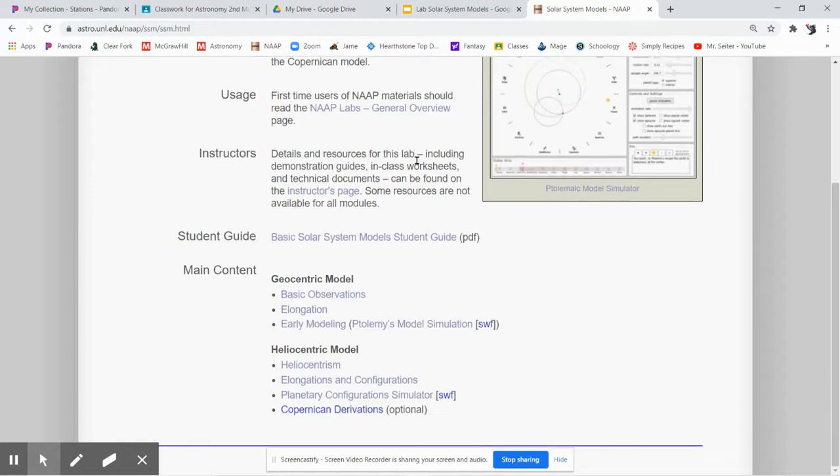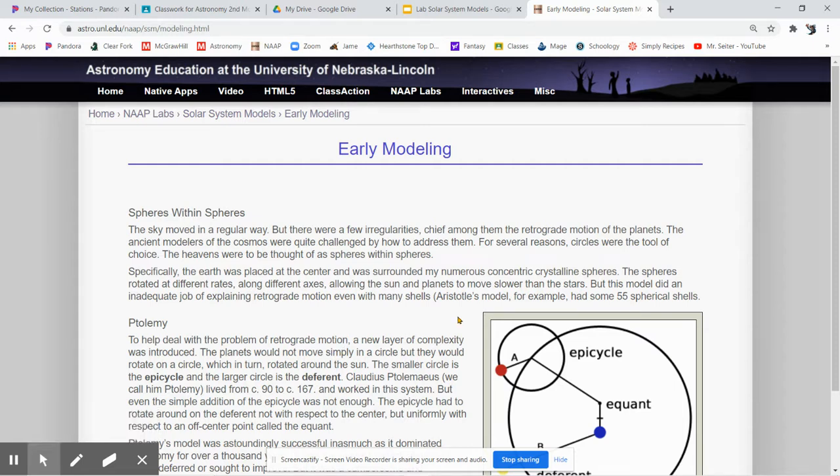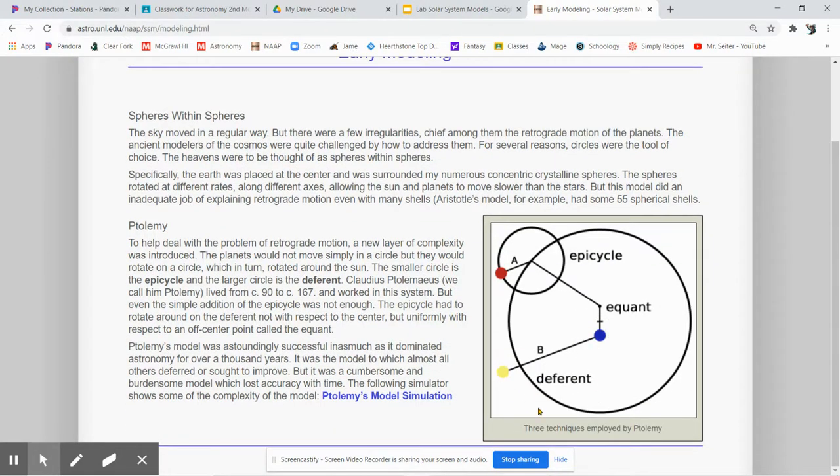Elongation and basic observations. We're going to go on to early modeling, Ptolemy's model simulator. All right, so this is Ptolemy's model. It's Ptolemy, but spheres within spheres. The sky, and this helps explain retrograde motion. This is what they thought might be happening in a geocentric model. That means the Earth is in the middle. Here's the sun out here cruising around, and here are the planets.